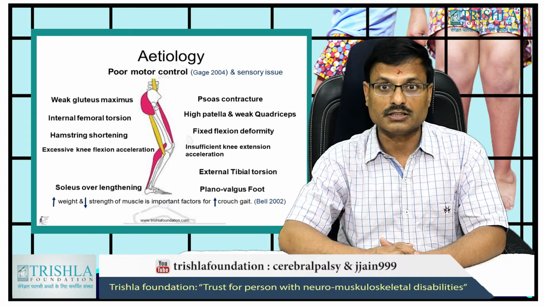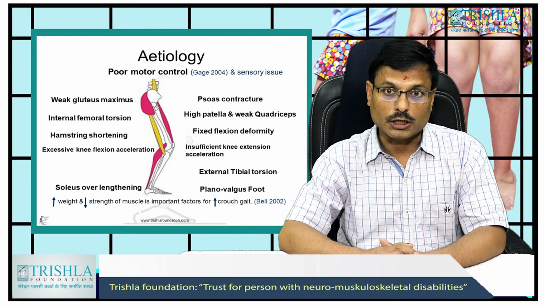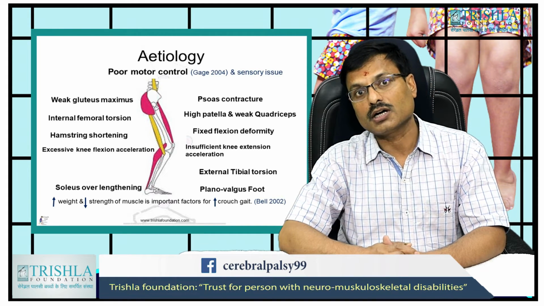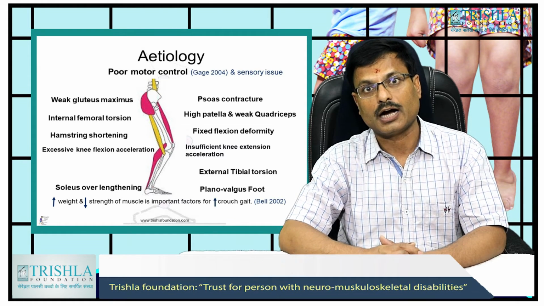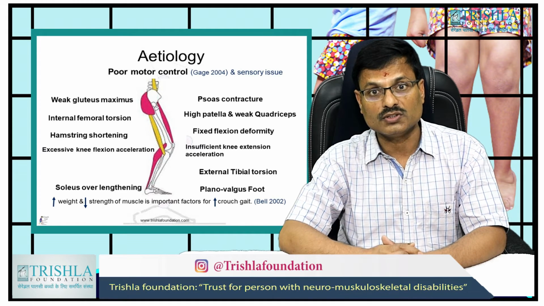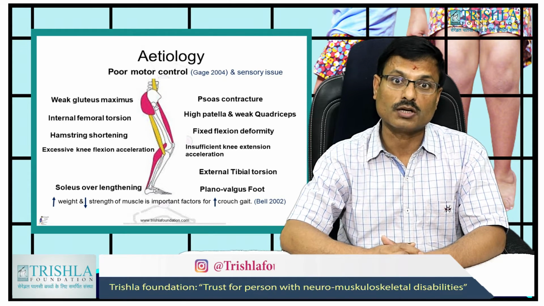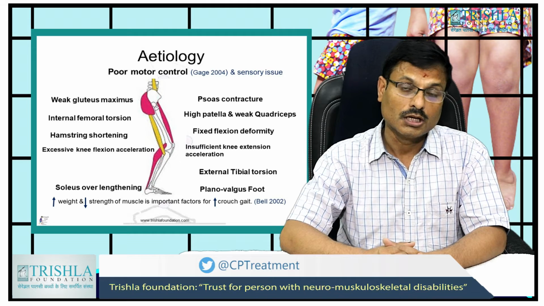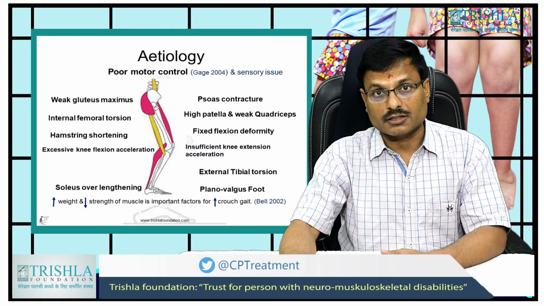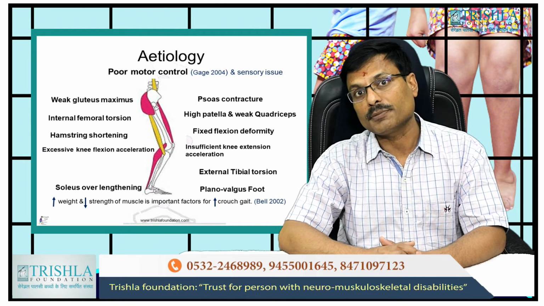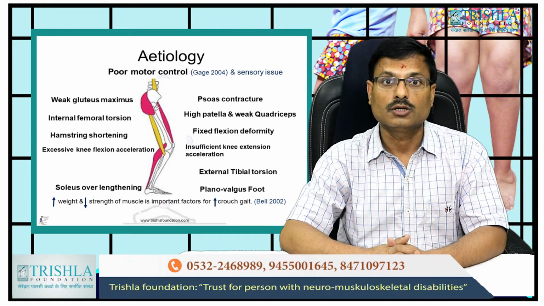Flexion deformity at the knee joint, insufficient knee extension acceleration. Along with that, the tibia is externally rotated, the foot has gone outside, there is a planovalgus foot. The soleus muscle, which is the second muscle in the calf, is over-lengthened. Excessive knee flexion acceleration, hamstring shortening, internal femoral torsion and weak gluteus maximus at the hip joint. All these causes are precipitating the crouch gait. So every child will not have every cause. They can have 1 or 2 causes that have to be managed and other causes have to be ruled out.